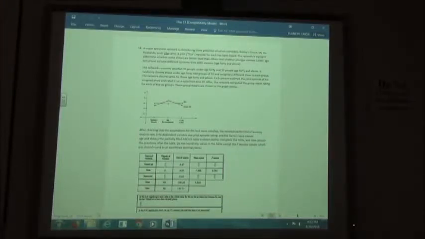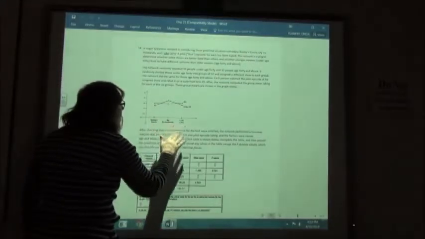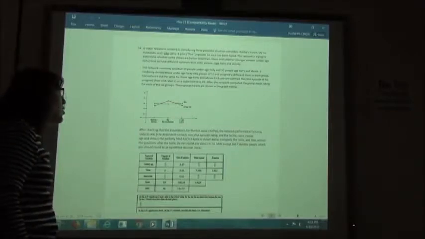After the network computed the group mean rating for each of the 6 groups, the group means are shown in the graph below. So they did the graph for Bobby's Brunch, My Ex-Husband, and I Like Larry. After checking the assumptions for the tests were satisfied, the network performed a 2-way ANOVA test. The dependent variable was pilot episode rating, and the factors were viewer age and show. The partially filled ANOVA table is shown below.